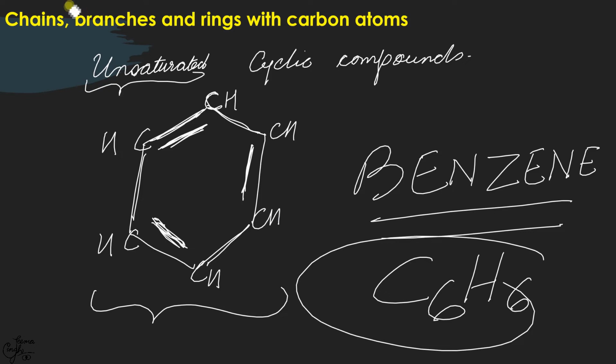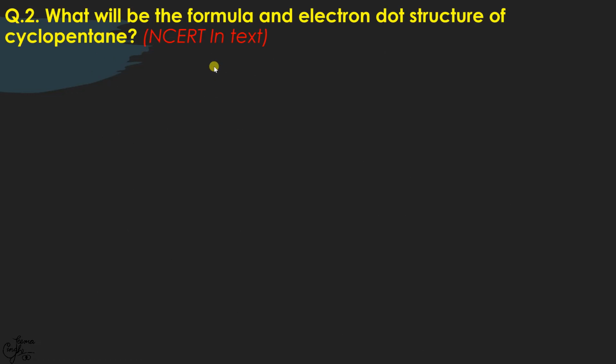Fine. So this was all about chains, branches and rings. We are going to use this concept now in solving the subsequent questions. So let's begin with the next question. What will be the formula and electron dot structure of cyclopentane? So you cannot say that this question is not there in the syllabus. It is your NCERT in-text question.